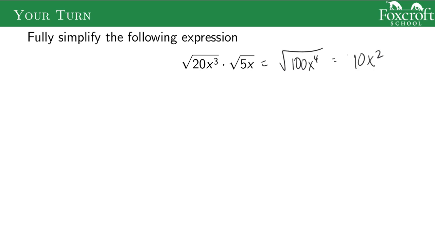And then x cubed times x is x to the 4th. And what's the square root of x to the 4th? You just divide that exponent by 2. So 4 divided by 2 is x squared. So that's the full answer, and it's obviously fully simplified because there's no square root anymore.